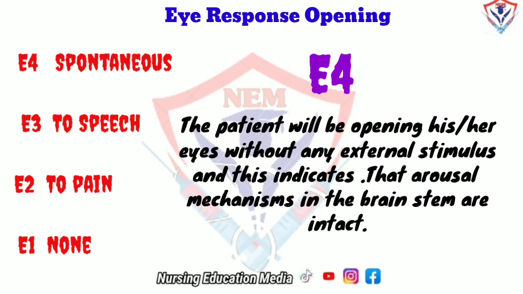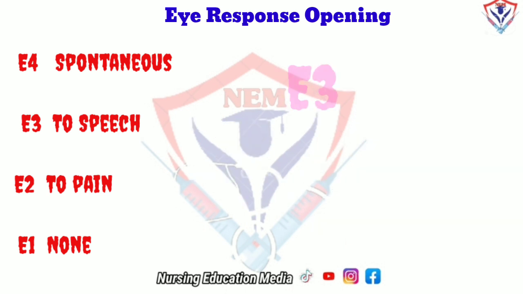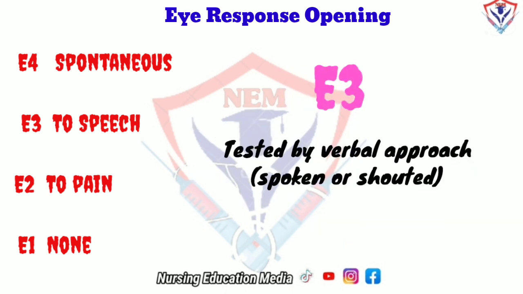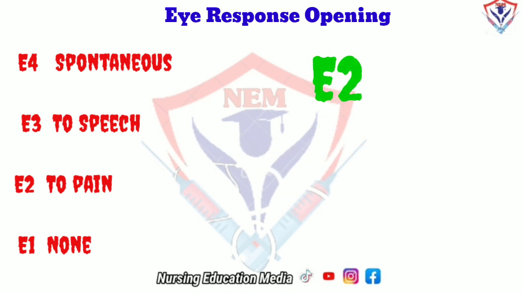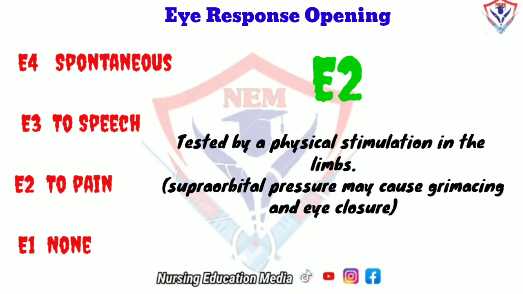Next is E3, eye opening to speech. This is tested by verbal approach, either spoken or shouted. Next is E2, that is eye opening to pain or stimulation. This is tested by a physical stimulation in the limbs. Here, supraorbital pressure should be avoided because it may cause grimacing and eye closure.